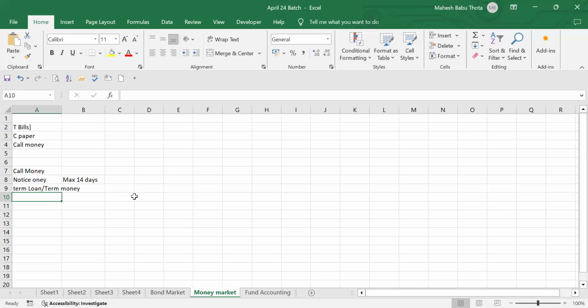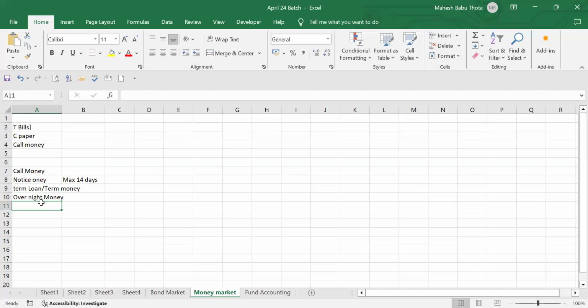Yeah. So that is called term money. Okay. Then the next one is overnight money.